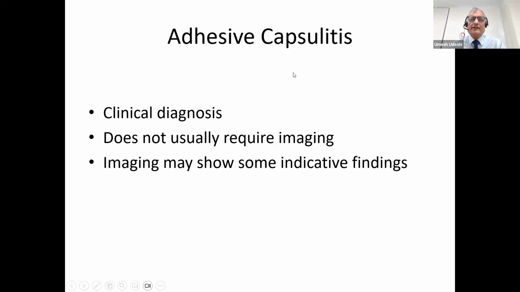So adhesive capsulitis, again, this really is a clinical diagnosis, but it can be very difficult because sometimes the symptoms overlap with rotator cuff impingement or tears. So imaging can sometimes help, but it will provide supportive, indicative findings rather than a firm diagnosis.